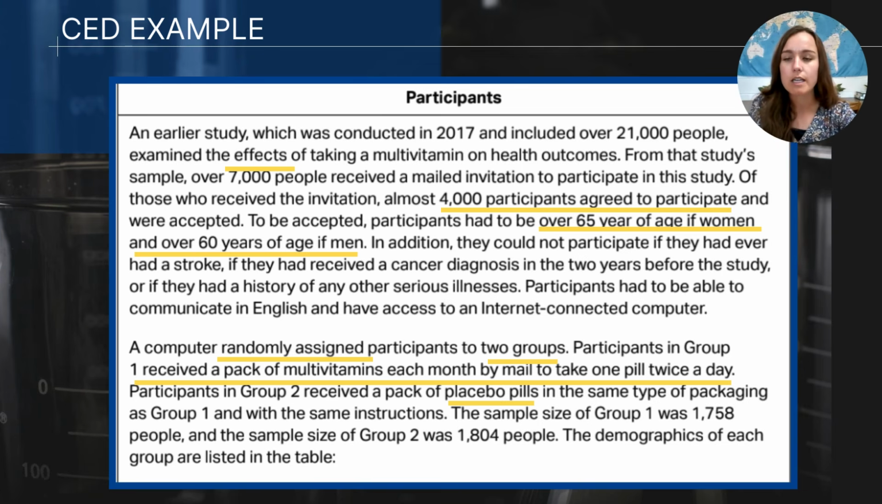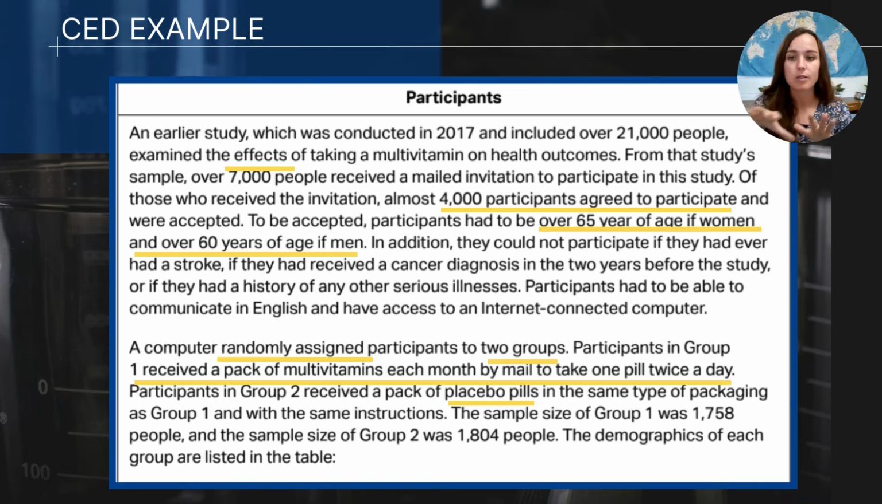So let's keep going. It says participants had to be able to communicate in English and have access to an internet connected computer. A computer randomly assigned participants into two groups. Ooh, I like that. Okay. So random assignment, that's an important feature of an experiment because you're wanting to eliminate potential bias between your experimental group and your control group.